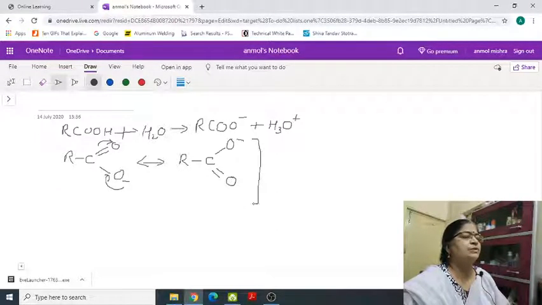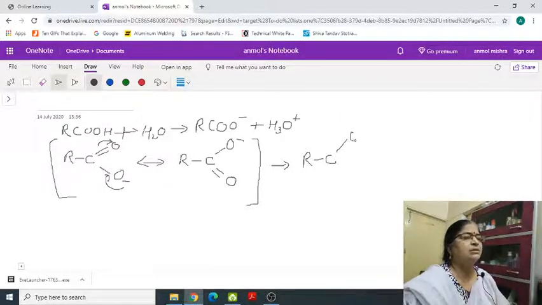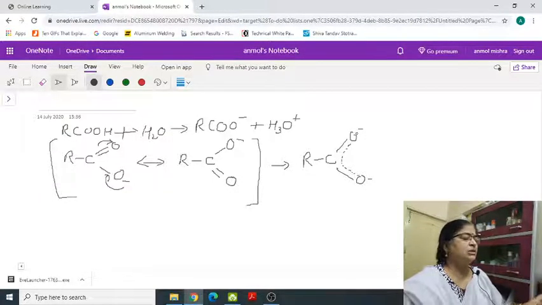Therefore, this can be written as R with a dotted line, which represents resonance. Sometimes the negative charge is represented on this oxygen atom or sometimes on the other oxygen atom.